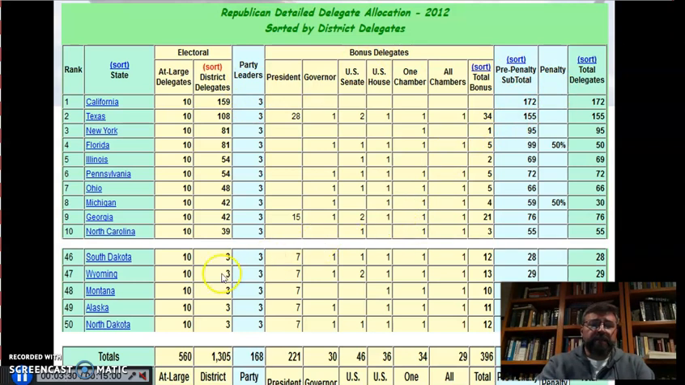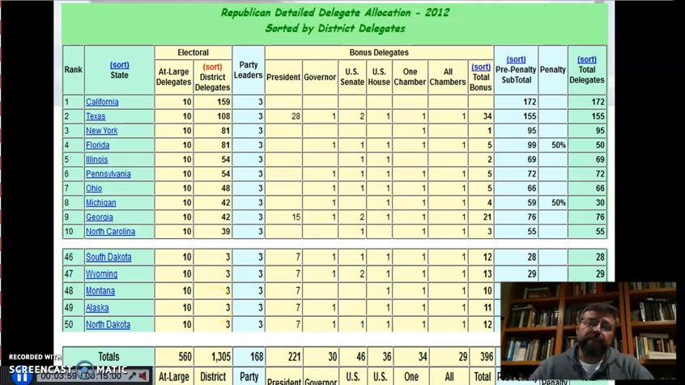You can see down here that Montana voted for the Republican in 2012, so we got this nice 7 points for the Republican loyalty. We had in 2012 one Republican representative, we have one chamber of our House, and so we got an extra 10 delegates. But Montana is a small state, and so we only have a total of 27.